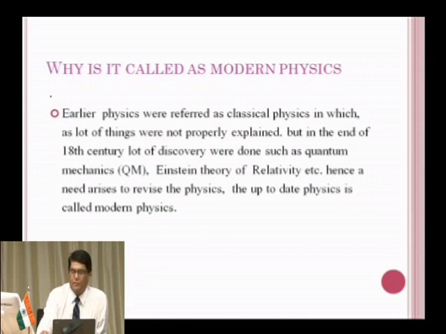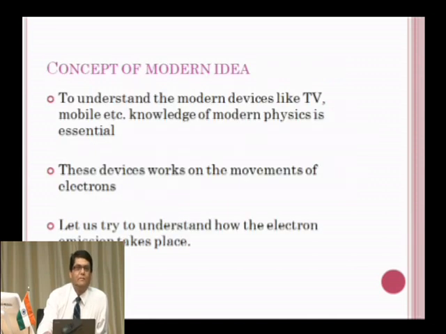Now at the end of the 18th century a lot of discoveries were made, such as a new theory like quantum mechanics coming into existence, and Einstein's theory of relativity came into existence. With all these theories put together, it was required that the physics be renamed as an up to date physics, and hence they called the earlier classical physics modern physics.